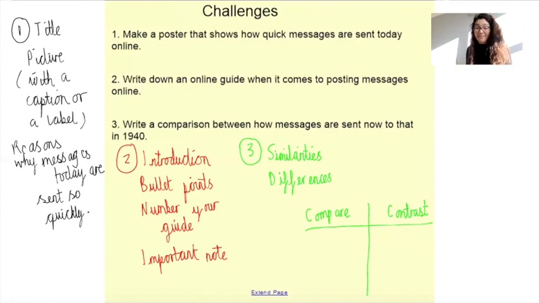So you could have a table like this where you have compare for one label and then contrast for your other label. And you would just write what's the same about how messages are sent now. And then in the contrast column, you would write the differences between how messages are sent now to how messages were sent in 1940. So that's just a little bit of a clue for you as to how to structure your answers and what to write.